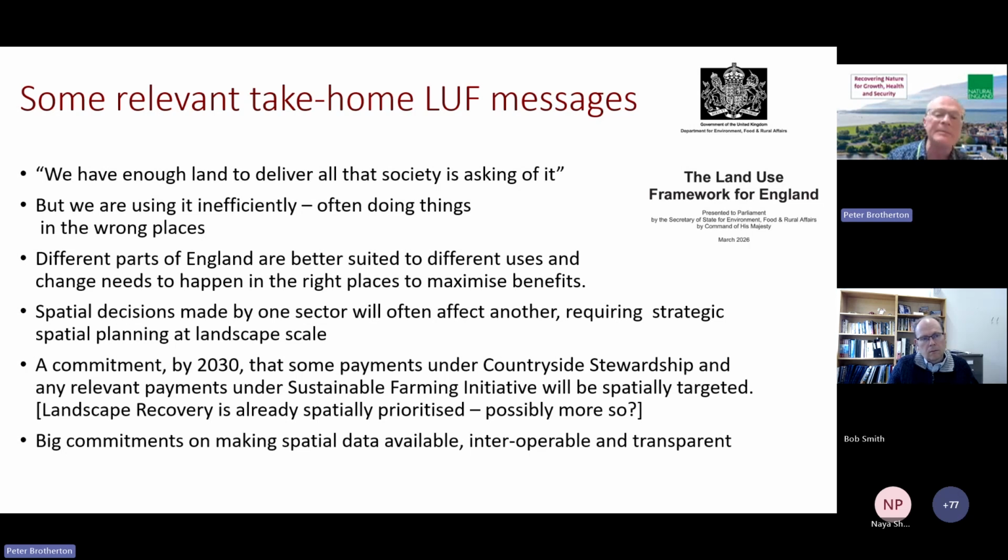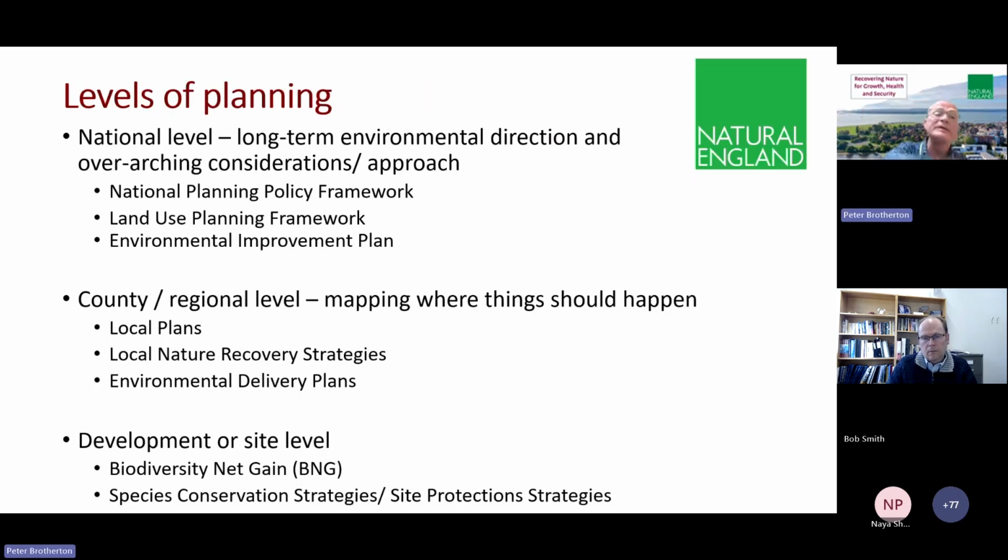And there are really big commitments on making all of this easier through making spatial data more available and interoperable and transparent, so that, for example, we have a lot more data on who owns which bit of land and what's being done with that land, what's being paid for on that land. So what we've got is levels of planning, lots of levels of planning.